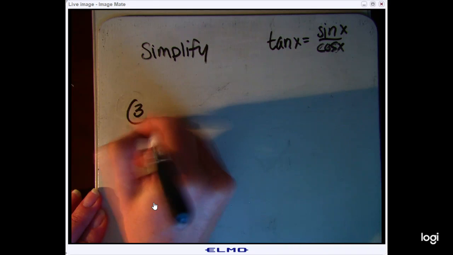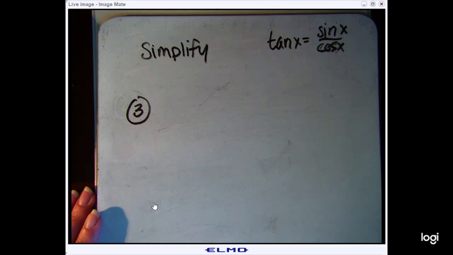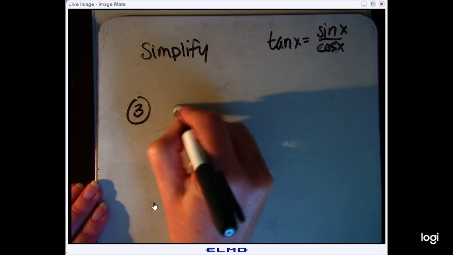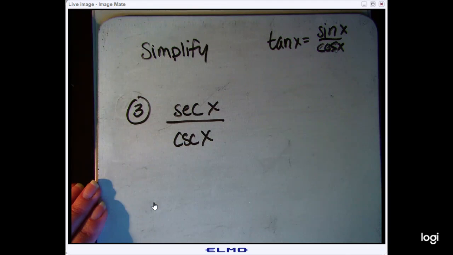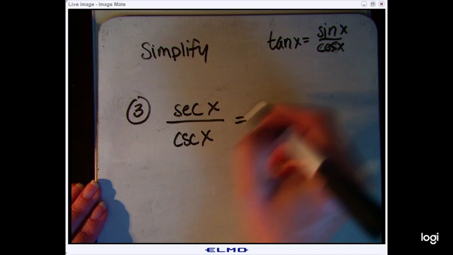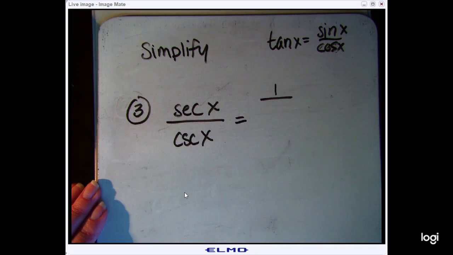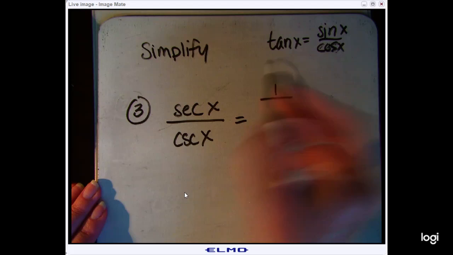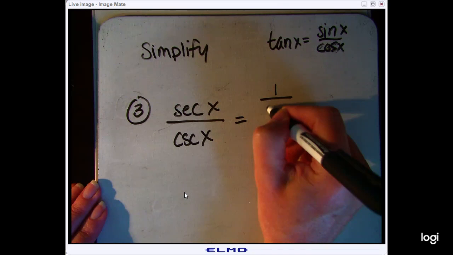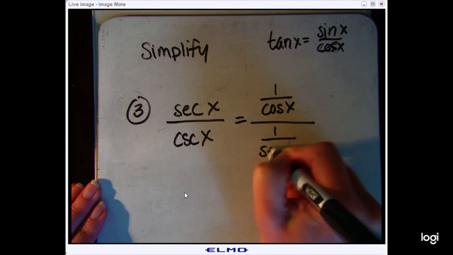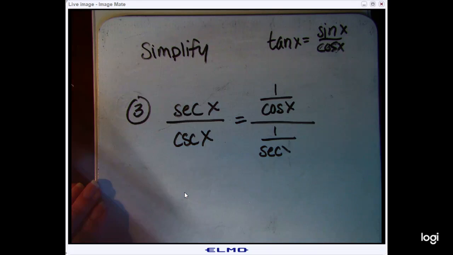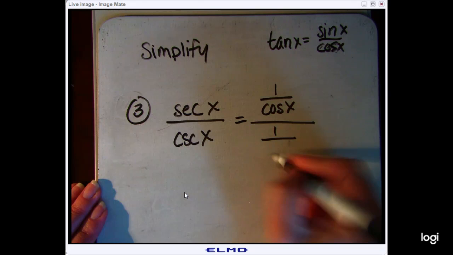Number 3. If I'm going too fast for you, just pause. I'm trying to make this a pretty brief video. Secant of x over cosecant of x. All right, secant of x can be written as, waiting for my computer to catch up. There it is. 1 over cosine of x. Cosecant of x can be rewritten as 1 over sine of x.